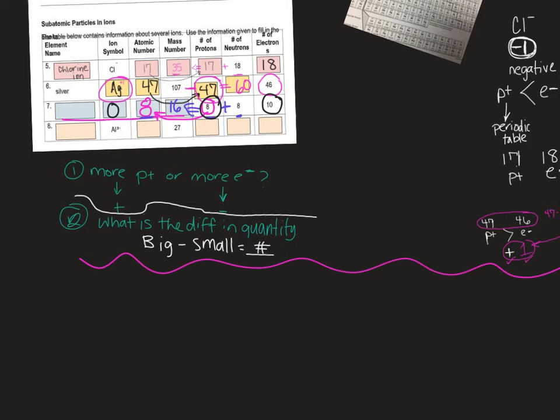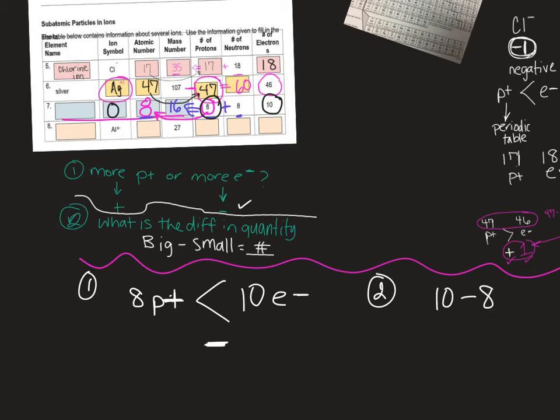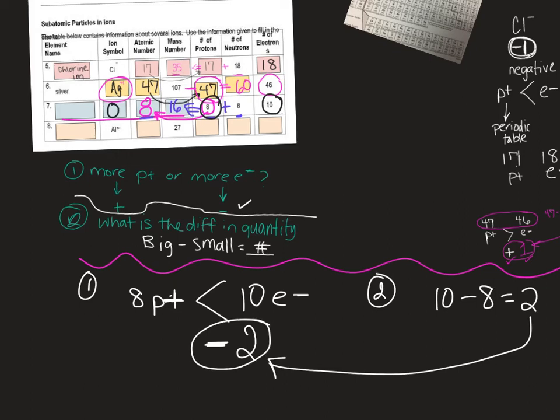All right, so if I have 8 protons, but I have 10 electrons, who do I have more of? Hopefully you said electrons. So that tells me I'm going to have a negative symbol. So I write that down. Now I'm going to figure out the quantity. So this is step 1. This is step 2. I'm going to figure out the quantity. I'm going to say 10 minus 8 is equal to 2. There's my charge, negative 2.